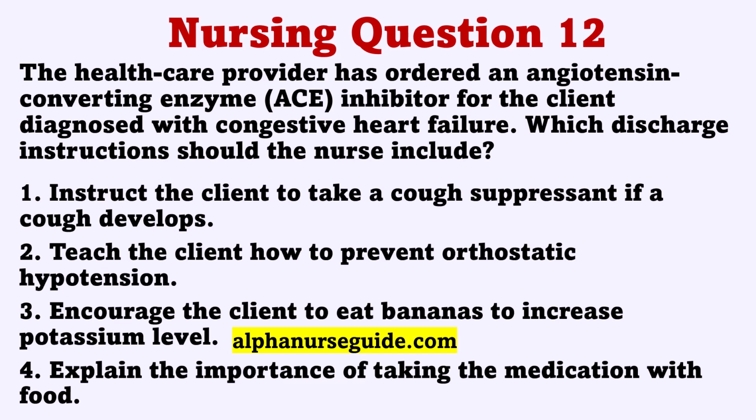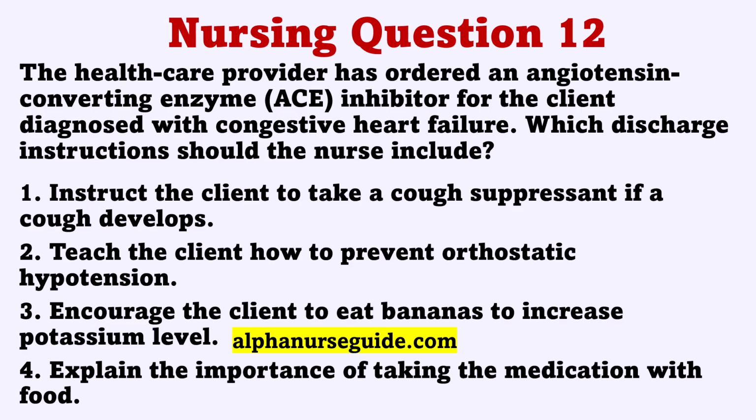The healthcare provider has ordered an angiotensin-converting enzyme inhibitor for the client diagnosed with congestive heart failure. Which discharge instructions should the nurse include? 1. Instruct the client to take a cough suppressant if a cough develops. 2. Teach the client how to prevent orthostatic hypotension. 3. Encourage the client to eat bananas to increase potassium level. 4. Explain the importance of taking the medication with food.